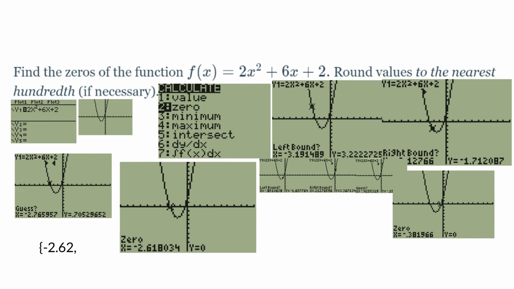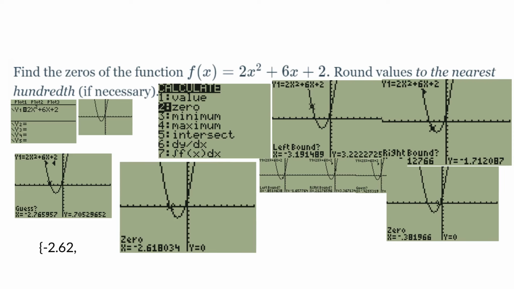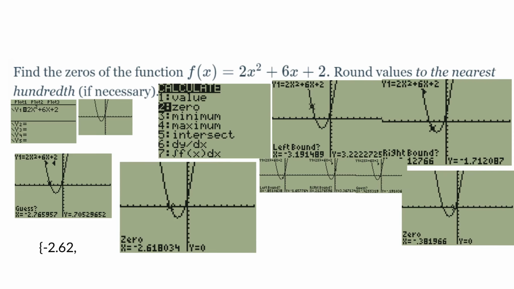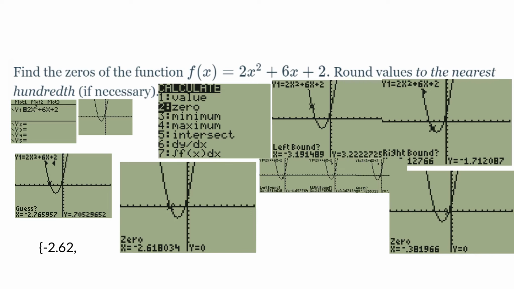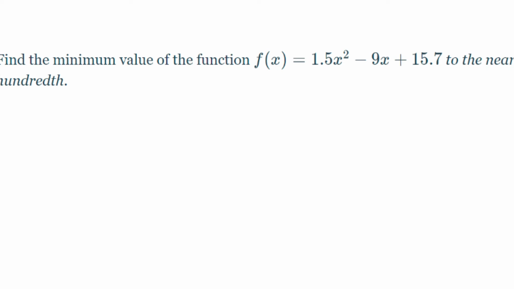We'll make this one a little bigger here. So our second solution, back to this, is negative 0.38. So there's our 2 solutions. And remember, that's not an ordered pair. That is not an ordered pair. That is the 2 solutions, the zeros, that's nice and good.